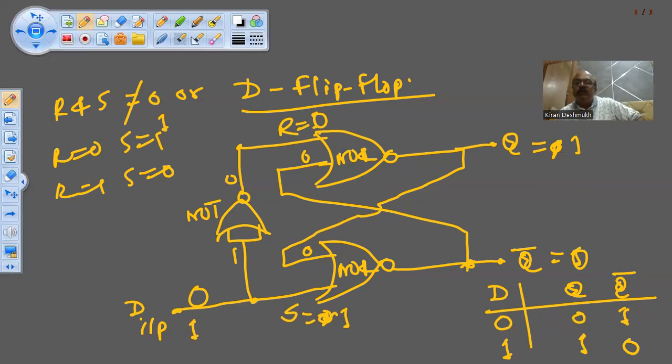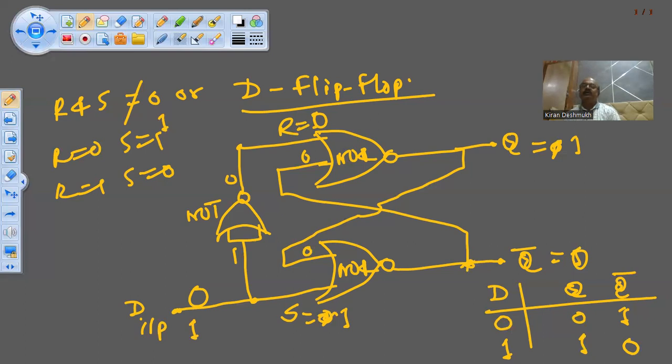So what do you see? If D is 0, Q is also 0. If D is 1, Q is also 1. So the output is controlled by the D input. If D is 0, Q is 0. If D is 1, Q is also 1. So in this way, we can explain. This is also a simple D flip-flop.